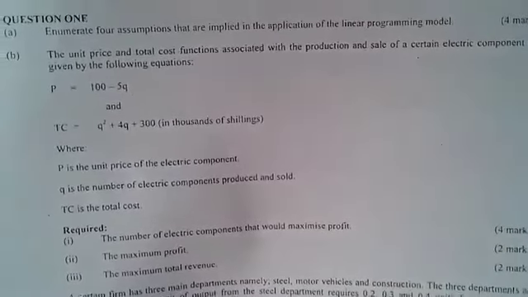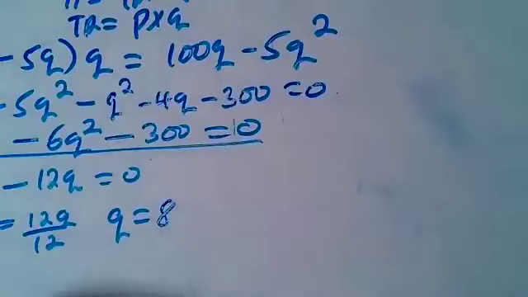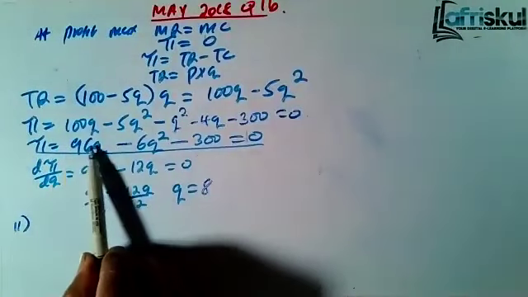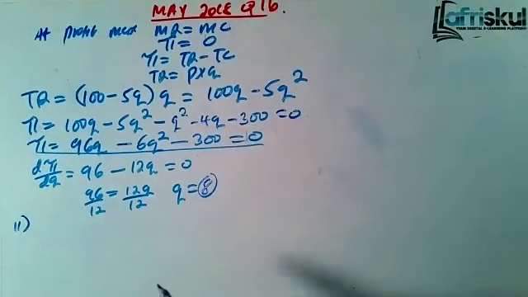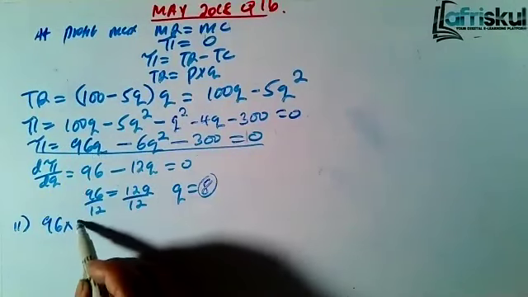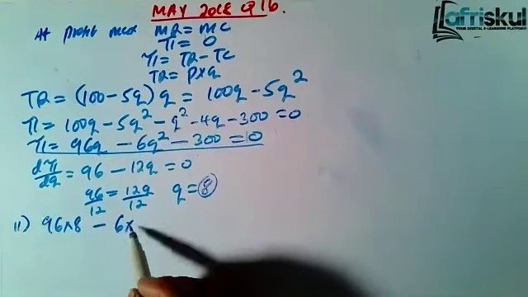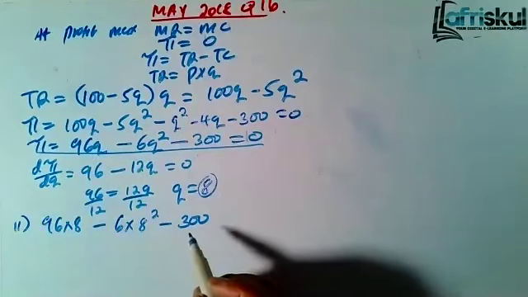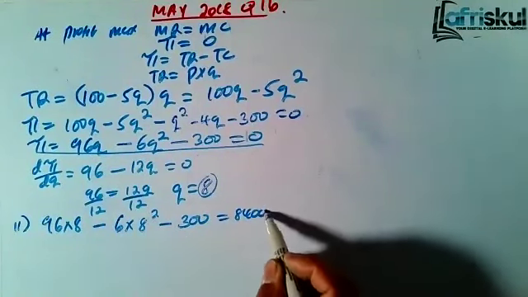Number 2, they want the maximum profit. So number 2, to get the maximum profit, you already have the profit function here. So you just substitute. You already have the quantity to maximize the profit. So what you do, you take 96, you multiply by the quantity, which is 8, you deduct 6Q squared, so it will be 6 times our Q in this case 8 squared minus 300. And that one you get 84,000.